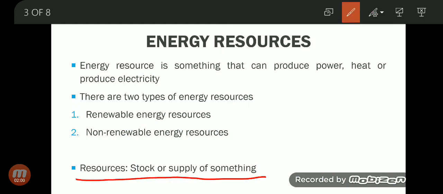Now, what is an energy resource? Resource means stock or supply of something. So energy resource is a stock or supply of something that can produce heat, power, or electricity. And there are two types of energy resources: renewable energy resources, which can be renewed, which can be produced again, and non-renewable energy resources, which cannot be renewed, which cannot be produced again.